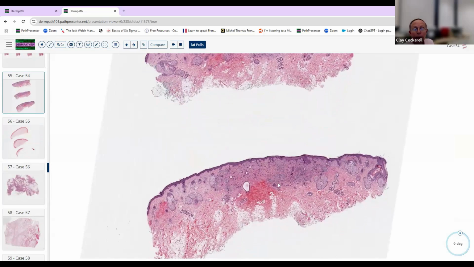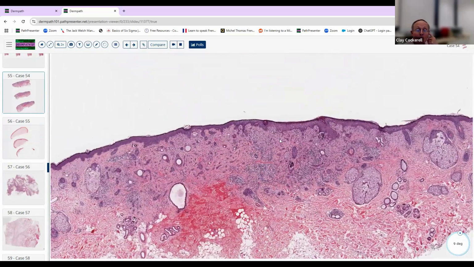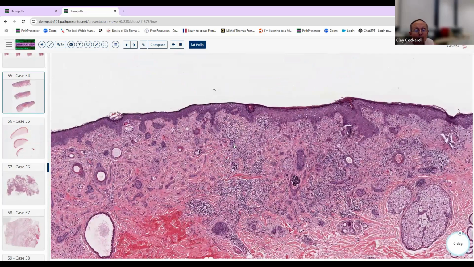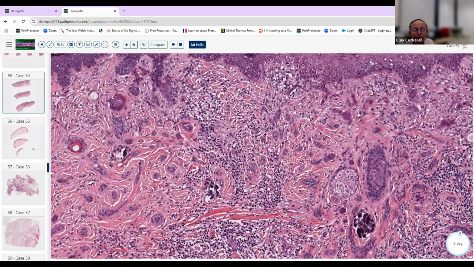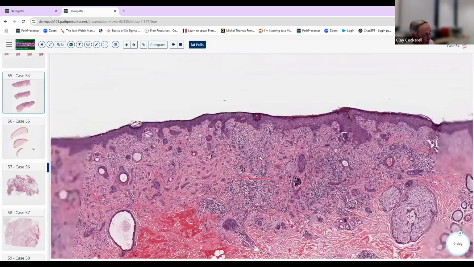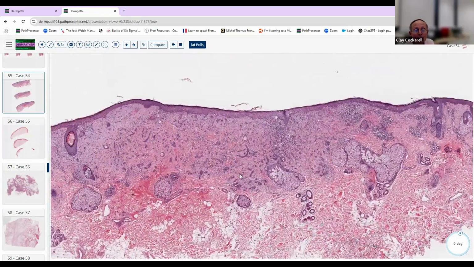Okay, we've got an excisional biopsy of a neoplasm with these kind of irregular cells here and cords and strands with this thick stroma. You've got some dystrophic calcification. And this is an example of a morpheaform basal cell carcinoma.